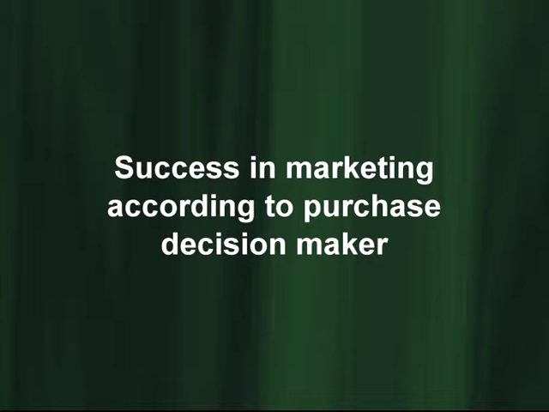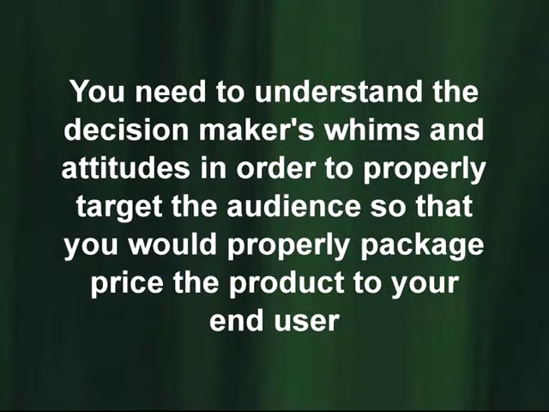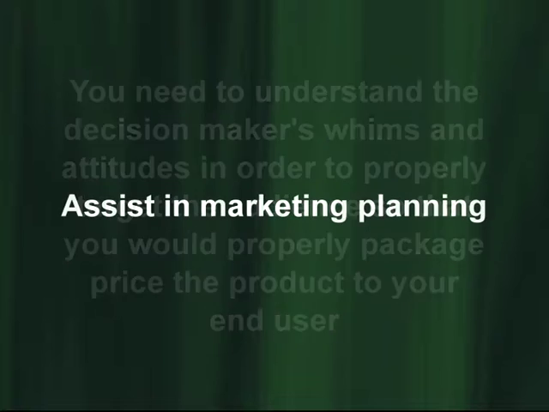Fifth, success in marketing according to the purchase decision maker. To target your audience, you need to understand who the decision maker is. For example, in a joint family, the head of the family could be one of the decision makers. Husband and wife could jointly make a decision. In a big organization, maybe the purchase manager makes a decision, or in a small organization, probably the owner himself makes a decision. So you need to understand the decision makers' whims and attitudes in order to properly target the audience, so that you would properly package and price the product for your end user.